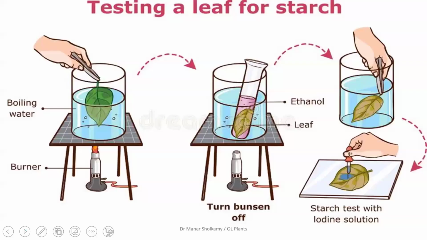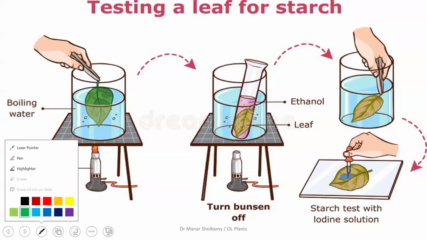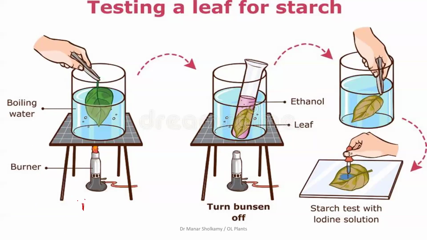Let me show you pictures in case you forgot. What is step number one? What is this person doing in step number one? Boiling the leaf. Boiling the leaf, very good. Before I apply my iodine, if you notice, iodine application is the last step.